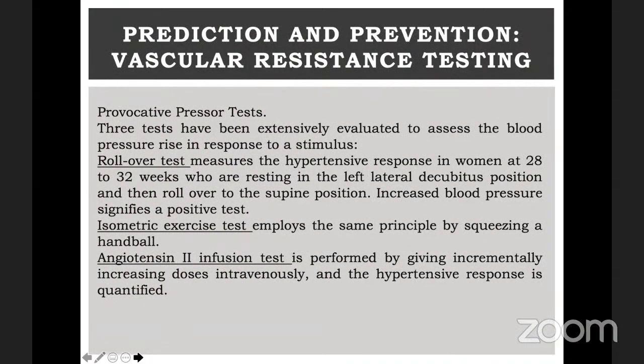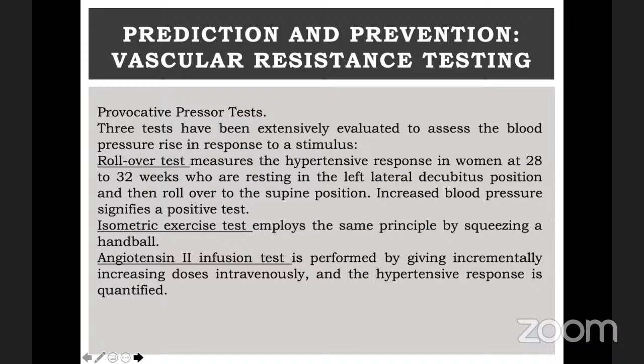Prediction and prevention. Vascular resistance testing. Provocative pressor tests. Three tests have been extensively evaluated to assess the blood pressure rise in response to a stimulus. The first one is the rollover test. It measures the hypertensive response in women at 28 to 32 weeks who are resting in the left lateral decubitus position and then roll over to the supine position. Increased blood pressure signifies a positive test.